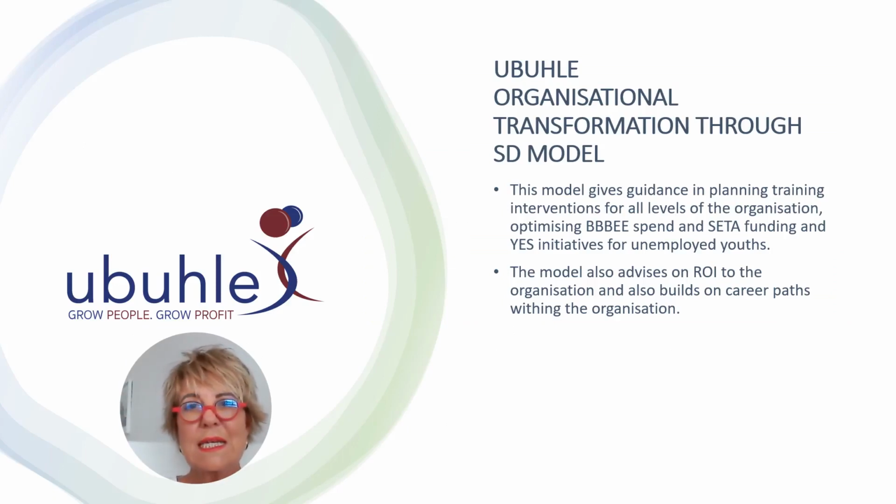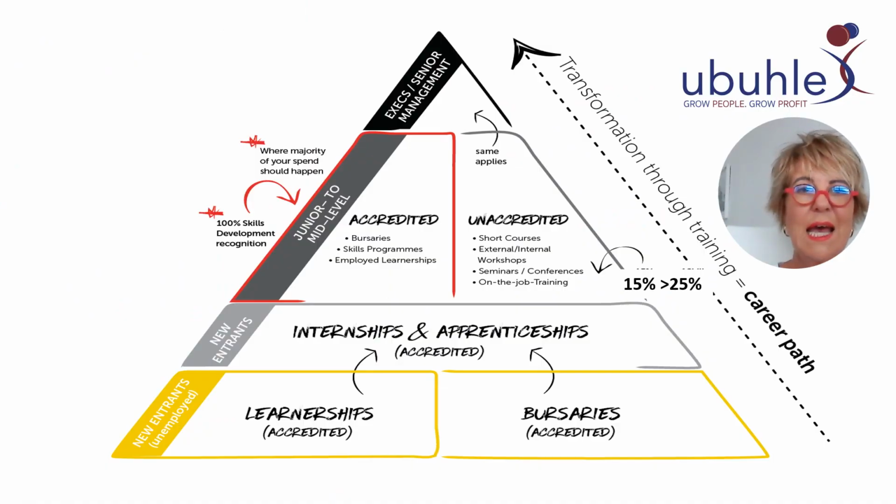Ubuhle has got an organizational skills development model that brings transformation through skills development in organizations. And this model gives guidance in planning training interventions for all levels in your business, whilst optimizing your BBBEE spend and also your CETA funding and YES initiatives for unemployed youths. This model definitely advises on return on investment to the organization, and it also advises on building career paths within your organization. I would like to share this model, and we've identified 3 levels within the organization.